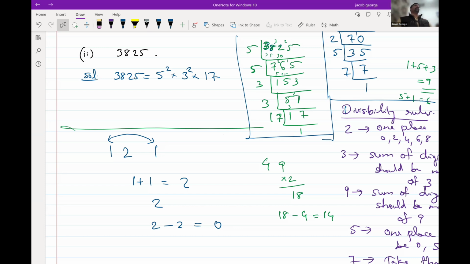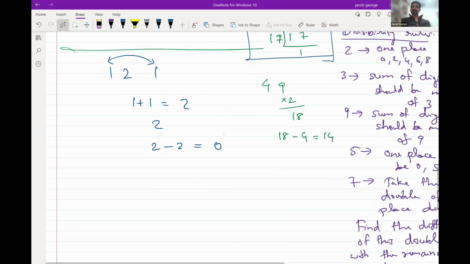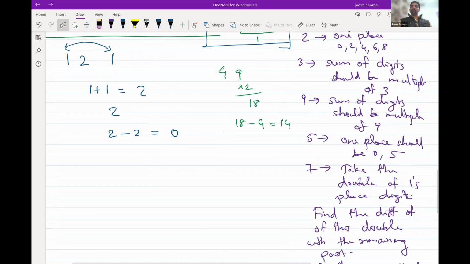Divisibility by 17, rare cases it will come. 17 is similar to the divisibility checking of 7. What is the divisibility check of 7? Do you remember? Take the double of one's place. Instead of that one, take 5 times of one's place. Then subtract it from the remaining. If it is divisible by 17, then it is a multiple of 17.